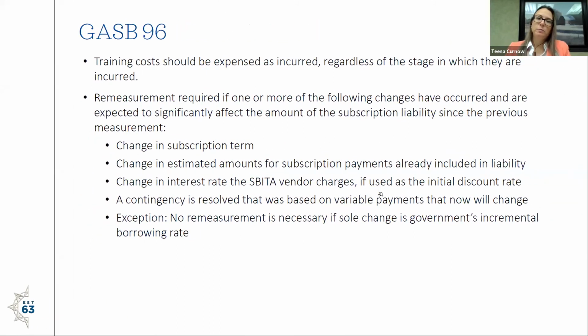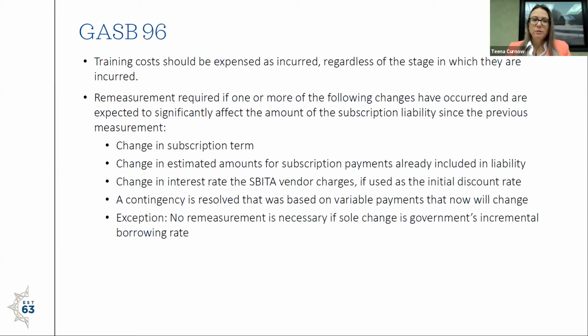Training costs should be expensed as incurred regardless of the stage in which they're incurred. Remeasurement may be required if one or more of the following changes have occurred and are expected to significantly affect the amount of the subscription liability since the previous measurement.